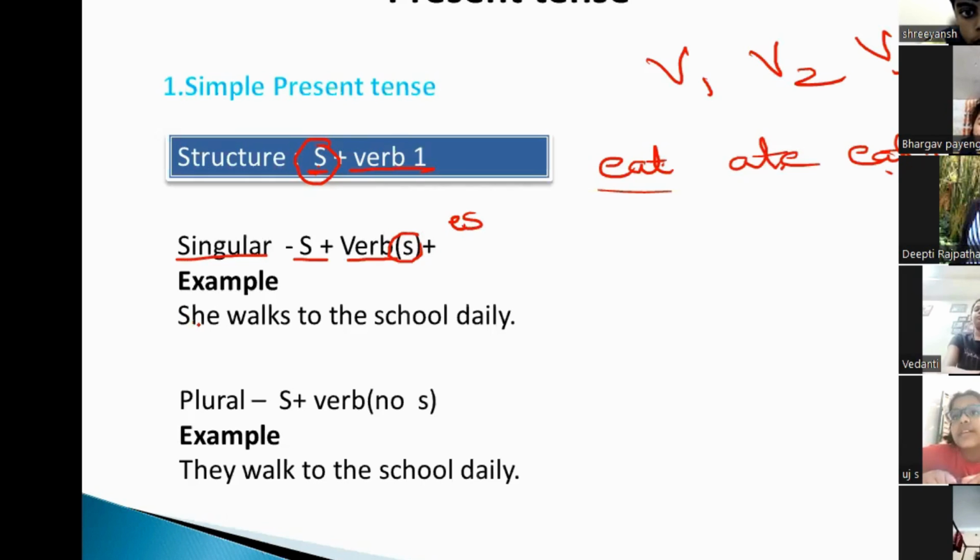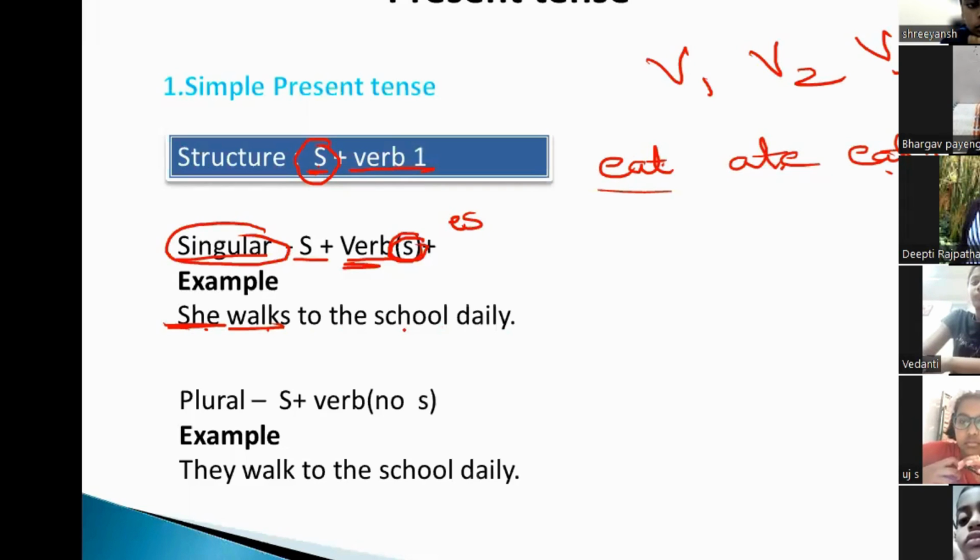For example, she walks to the school daily. So she is our subject and that is singular and third person also, right? In that case, you have to put s to the main verb, that is the V1 form of verb. What is the V1 form of verb here? It is walk. Yes, V1 is walk here. So if your subject is singular, you have to attach s to your main verb, that is the V1 verb. So she walks to the school daily. This is how you build your sentence in simple present tense.